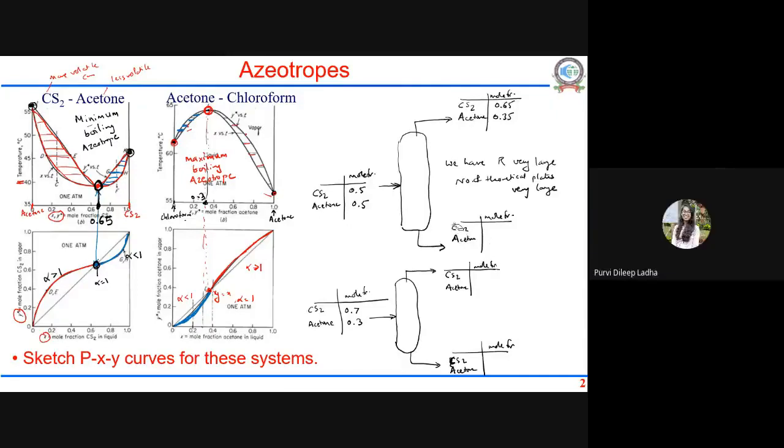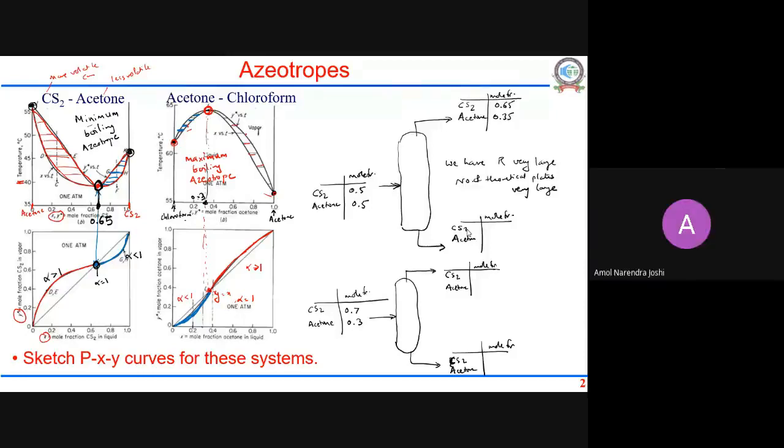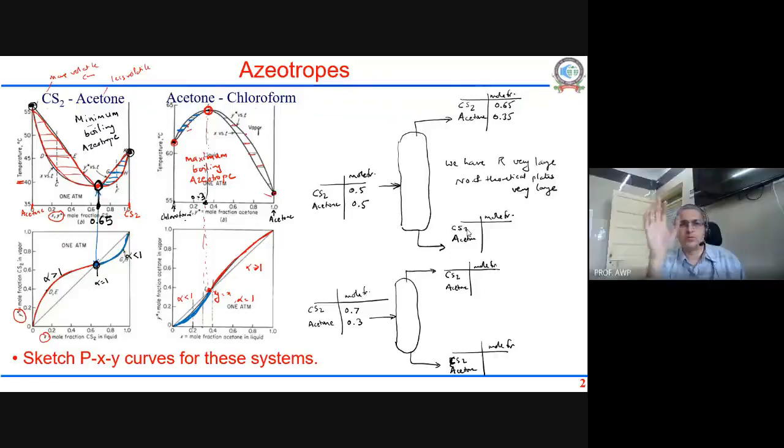Okay, think. Anybody else? It's not that Purvi has to give all the answers. Just because she's CR doesn't mean she has to give all the answers. Sir, I think actually after 0.65, since the y-x diagram is below the diagonal, it will not come out as 0.65. It should decrease. No. You tell me. I don't know whether it should decrease, increase: 0.65, 0.8, 0.9, 0.7, 0.3. I don't know.